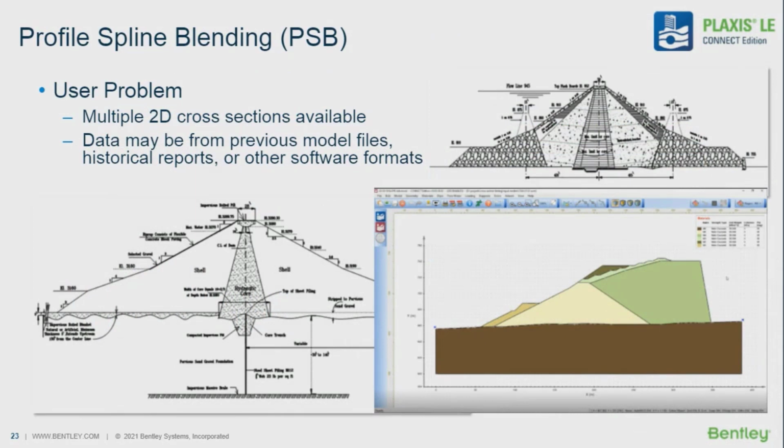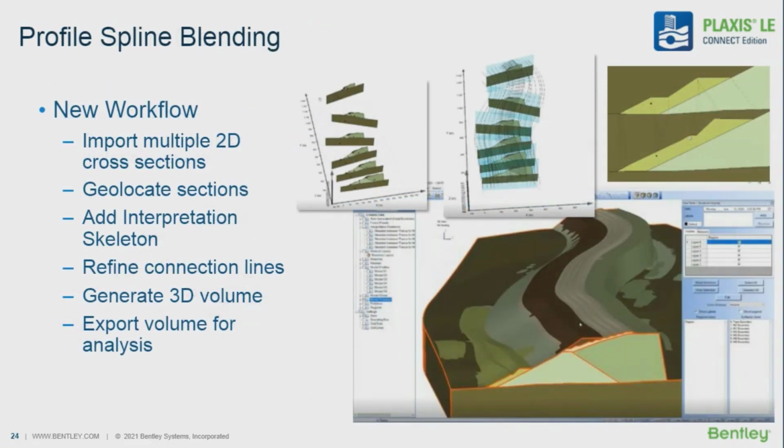The profile spline blending, this is a really good addition to the software. So we will understand during the demonstration, several 2D cross-sections can be used to represent the 3D site. As a result, we see here this 3D representation, and during the demonstration, we will follow each of these steps so you can understand how it is possible to adjust the 3D model from 2D cross-sections.